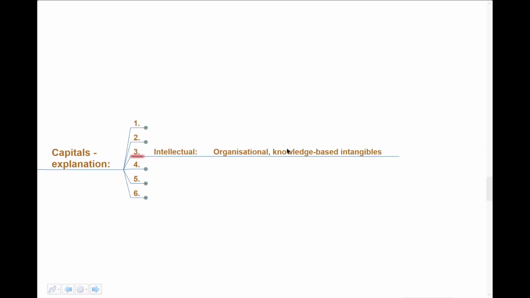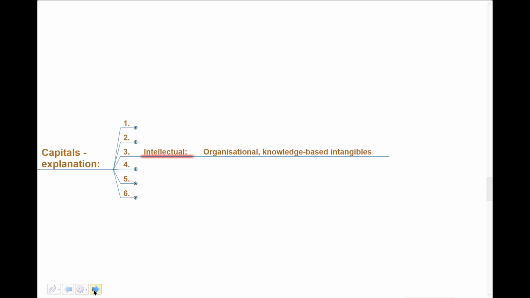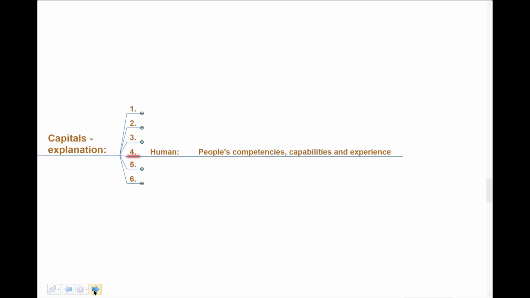In terms of area number 3, intellectual. So, we're talking about intangibles. We're talking about know-how, okay? This would include the area perhaps of patents and copyright, etc., etc. But certainly the know-how in the business, some of that will be held within staff and indeed staffing. Next area for us dealing with staff is really human.